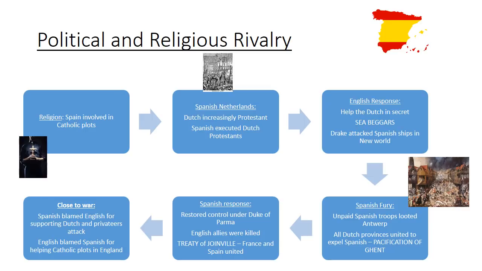So what did the Spanish do? Well, they sent the Duke of Parma, an experienced military leader, with quite a large army to the Netherlands, and they managed to defeat the Dutch, the English allies who had been supported by the English. They also signed a treaty with the French called the Treaty of Joinville, which united the French and the Spanish. So this enabled the Spanish to purely focus on the Dutch and English without worrying about the French. So these tensions between Drake, the Spanish Netherlands, and general religious differences really brought Spain and England close to war.